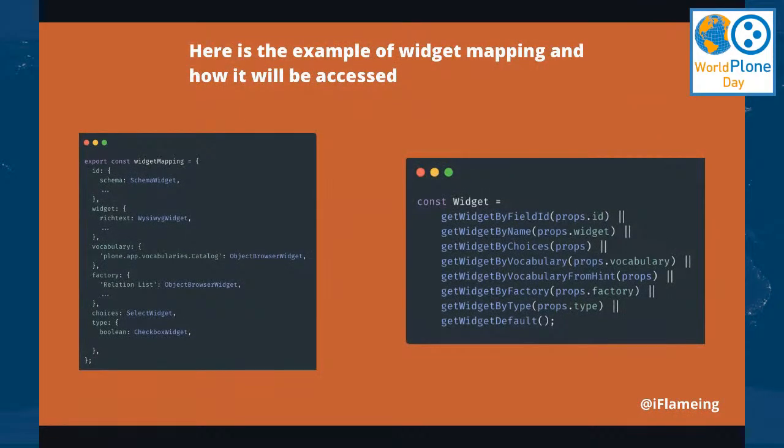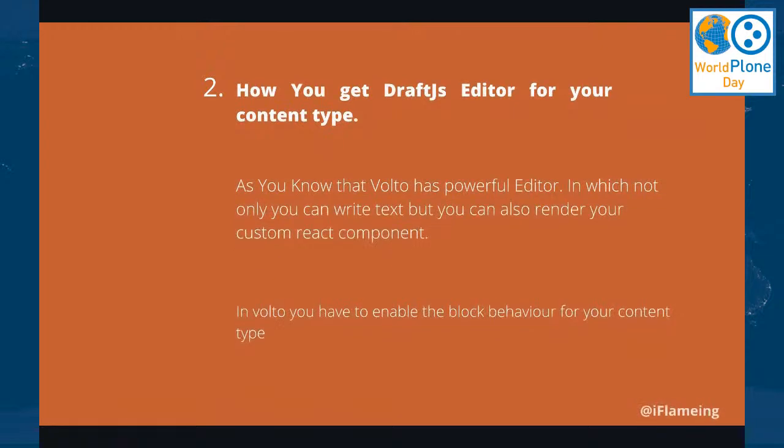So I think this is the first part. The second part is how you get the draft.js editor for your content type. As you know, Volto has a powerful editor in which not only can you write text, but you can also render your custom component. But in Volto, you have to enable the block behavior for your content type. It does not come by default. Volto gives you an editor made with the draft.js framework in which you can write your text and also your custom component.